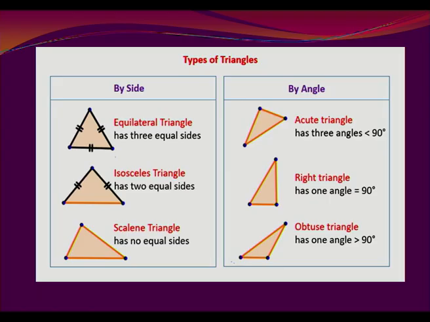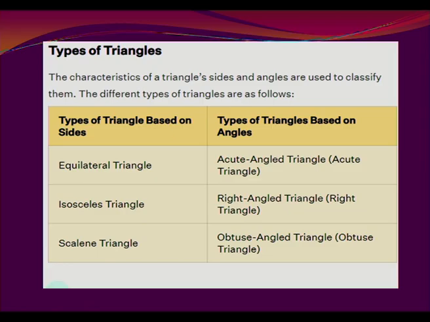Based on the angles we can divide the triangles into 3 types: acute angle triangle, right angle triangle, obtuse angle triangle. Acute angle triangle has all 3 angles less than 90 degrees, right angle triangle has 1 angle of 90 degrees, obtuse angle triangle has 1 angle greater than 90 degrees. Okay. So, these are the types of triangles.